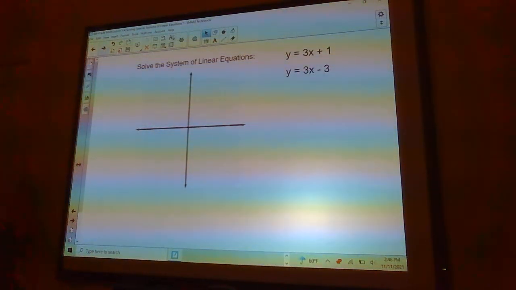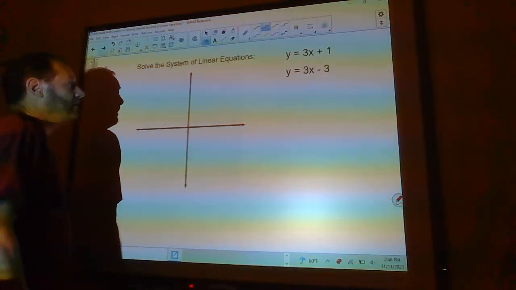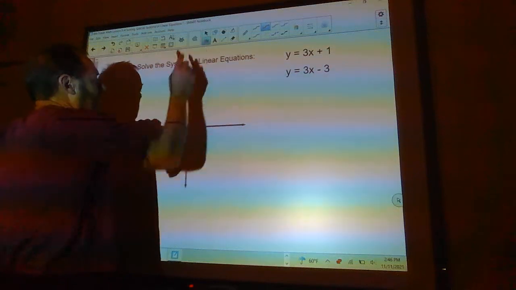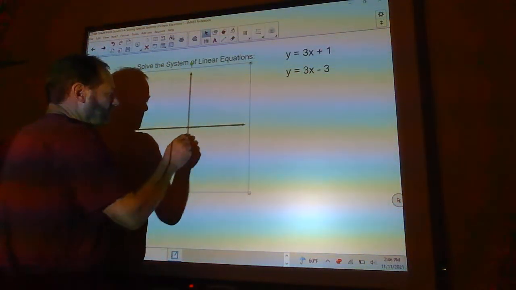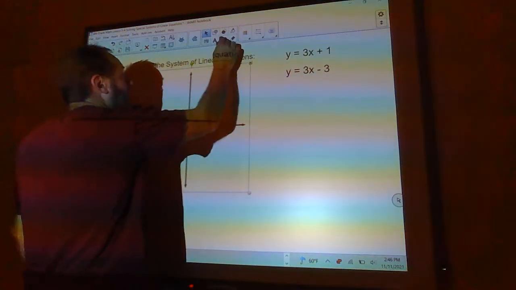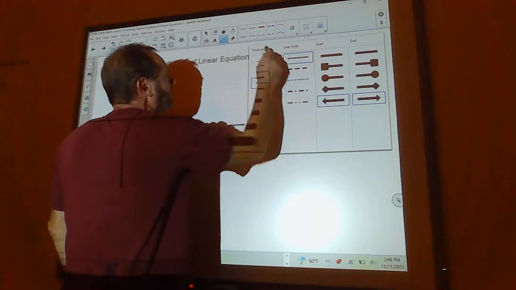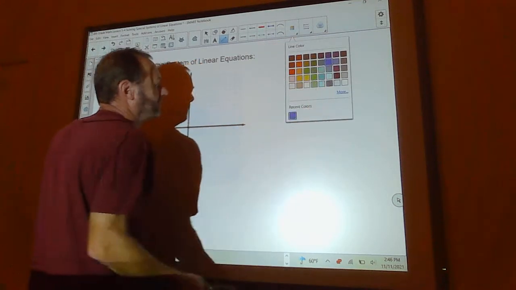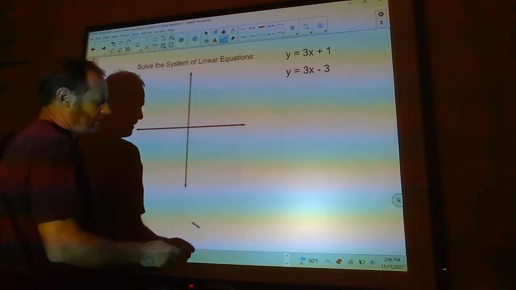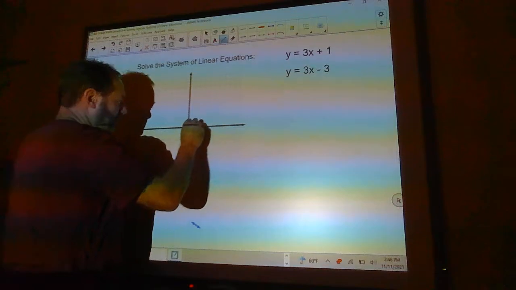Okie doke. So solve the system of linear equations here. So here's the thing. I can graph these. So let's see. Y equals 3x plus 1. Oh, I didn't graph that. Okay, so I need a straight line. It's going to look something like this. We'll make this first one blue. Okay, and it's 3x plus 1, so it's going to look like this.